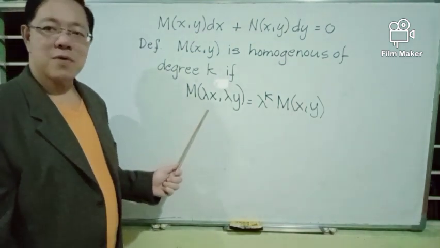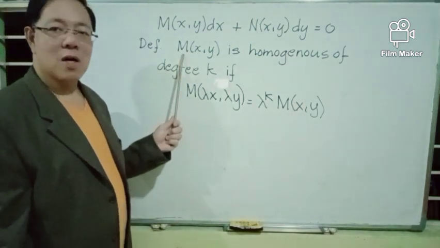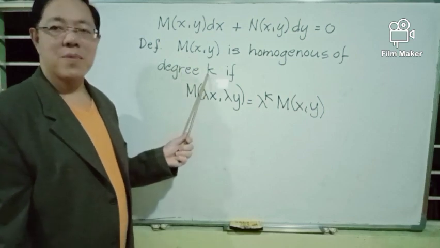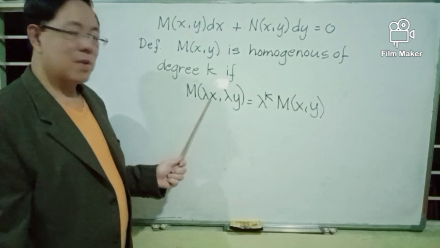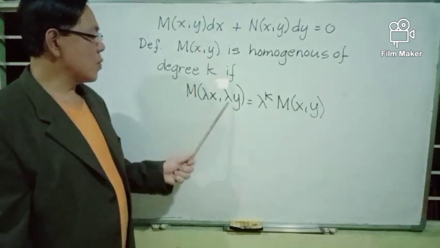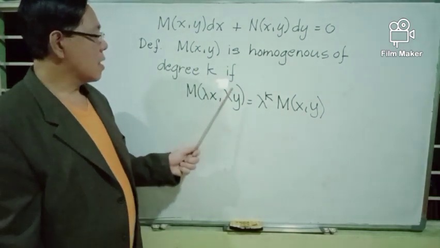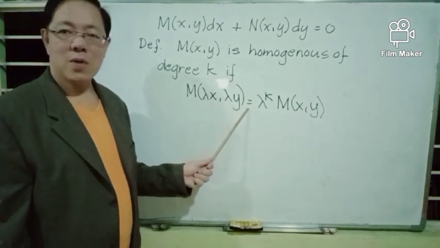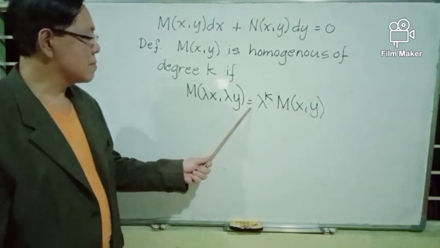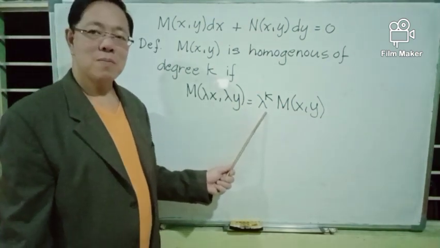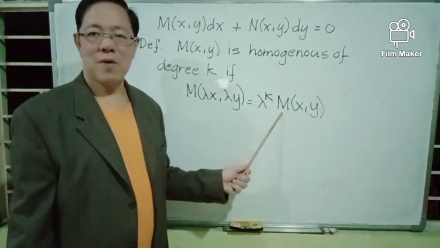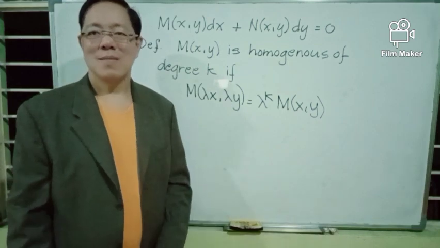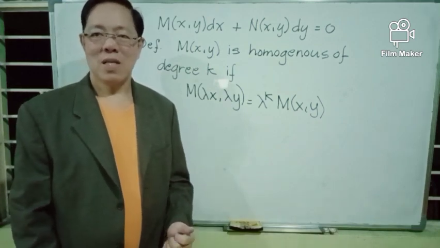So by this definition, to determine if the given function is homogeneous of some degree k, in the given function, replace x with lambda x, replace y with lambda y, and try if you can express the resulting expression in the form as a product of lambda to the k times the given function M of xy. We take some examples.